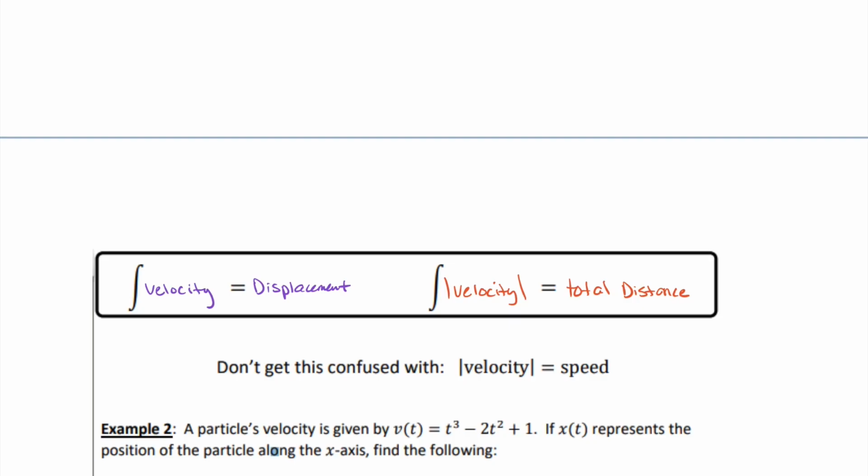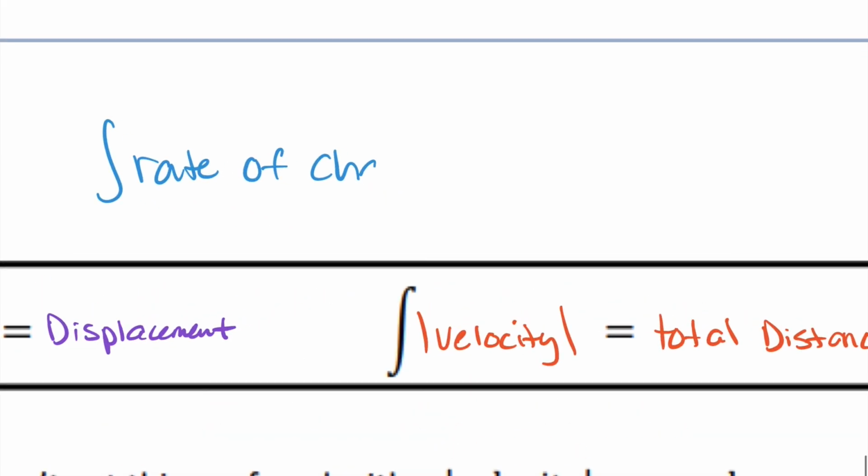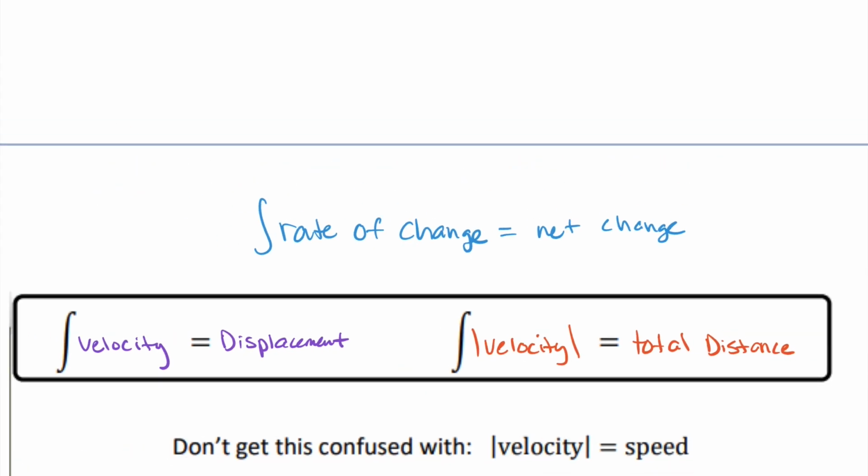Don't forget that the integral of rate of change is equal to net change. So we have to make sure that we do the absolute value of velocity to get the total change.